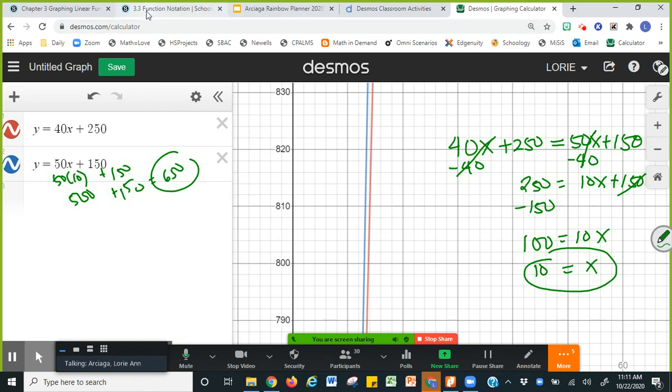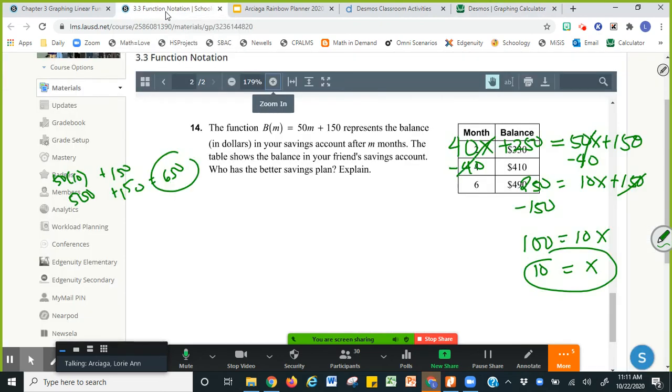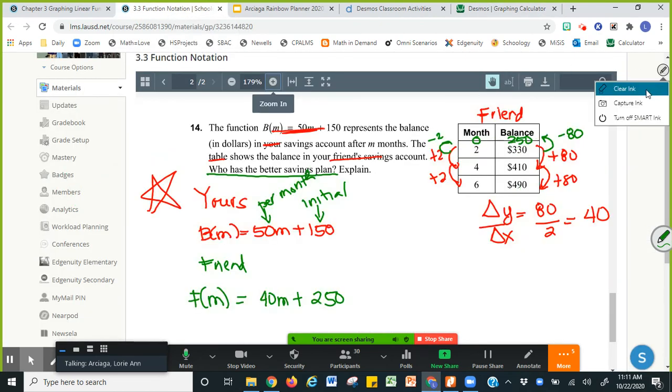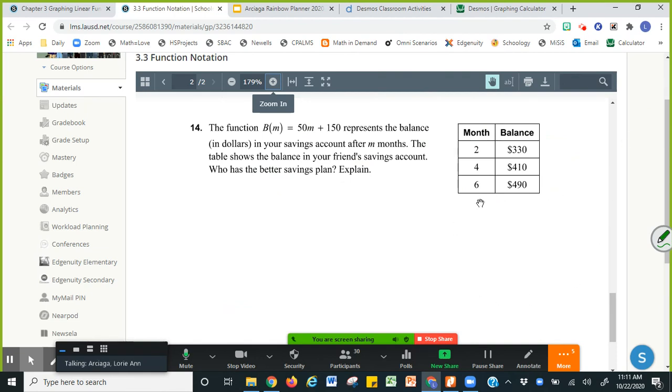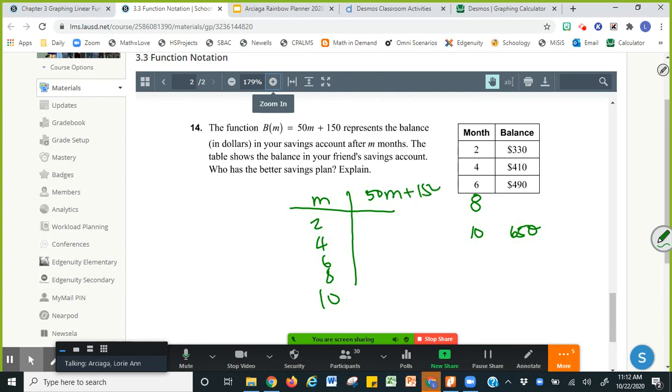All right. So going back to the story, let's see what happens. Again, I'm so sorry. If I were in the classroom, I would really graph those one by one by hand, but that's the best way I could do it right now. So maybe you're wondering, Ms. Arciaga, how do you graph that? Since we already figured out that by 10 months they have the same amount of money, you can create a table of values here for 8, continuing up to 10. You're going to get 650 over here, and you would do the same thing for yours. So you're going to end up here with 2, 4, 6, 8, 10. But you have to use the function 50m plus 150.